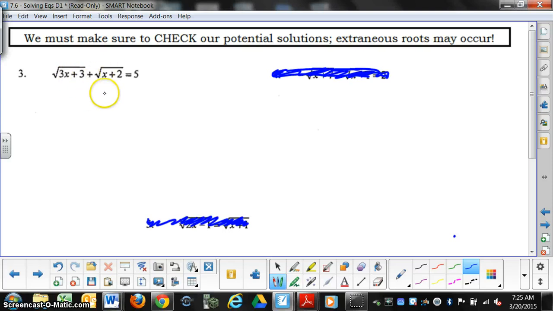Okay, so I'm going to subtract the square root of x plus 2 from both sides, minus the square root of x plus 2. And that leaves me with, whoop, stay over there.